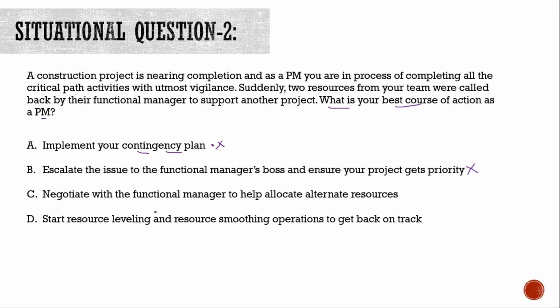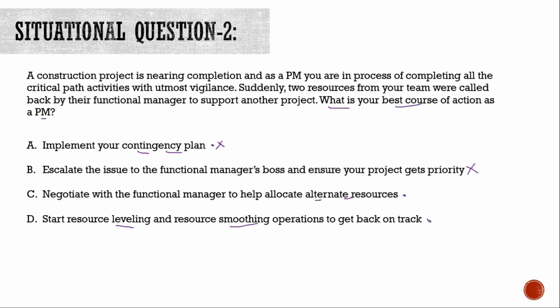We go to option C, negotiate with the functional manager to help allocate alternate resources. Okay, we will hold this option because that seems like a reasonable option, that you can negotiate with the functional manager and ask him to allocate any alternate resources if he has to keep your project going. So we will hold this option for a while. Option D, start resource leveling and resource smoothing operations to get back on track. Okay, this can also be a correct option. You can use resource leveling, you can use resource smoothing as well. So we have eliminated option A and B, but we are left with option C and option D. And so now what we do is we go back and iterate the full process and look at option C and option D once again.